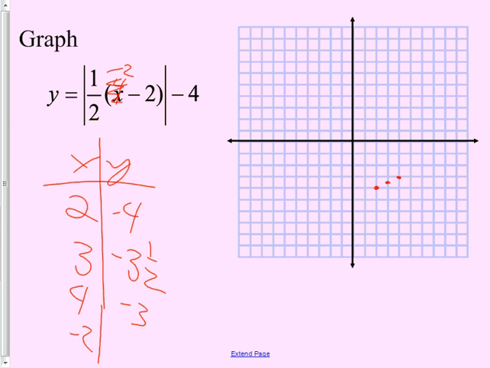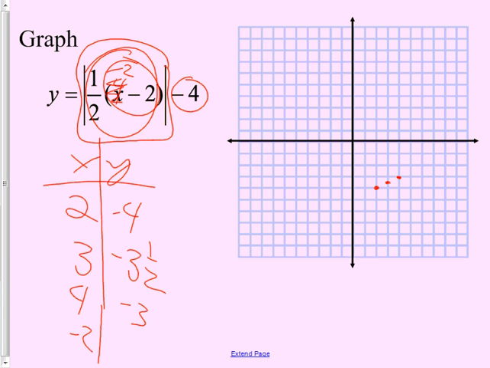Negative 2. Negative 2 minus 2 would be negative 4. 1 half of negative 4 would be negative 2. The absolute value of the negative 2 would be 2. 2 minus the 4 would give me negative 2. Negative 2, negative 2. That spot's on my graph. Do you see? It's a squished V shape.